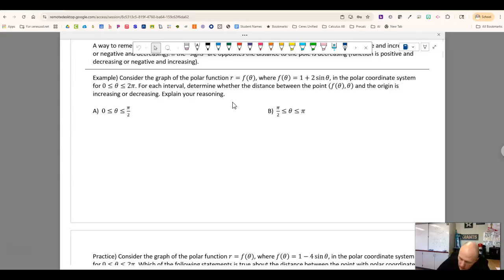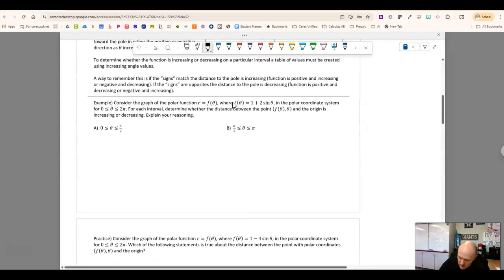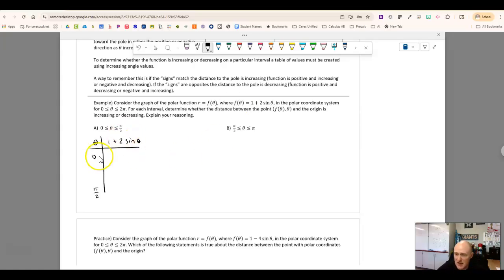So what I like to do here on these problems is make a table again, and I'm going to go ahead and find some values. So this is 1 plus 2 sine theta. Again, what I'm going to choose are my quadrantals, so 0 and pi/2, because that's what my domain is. And then since it's sine, I'm going to choose pi/6 also, just to get another point in here. So now I can compute.